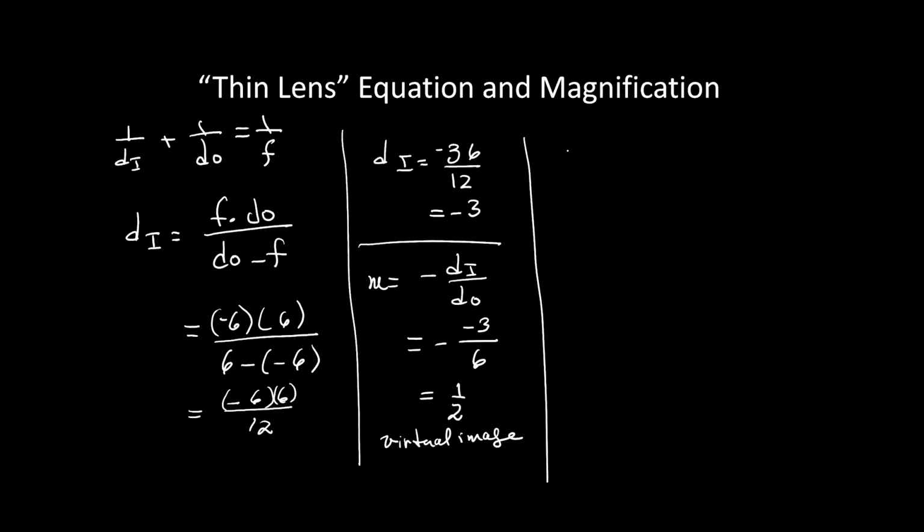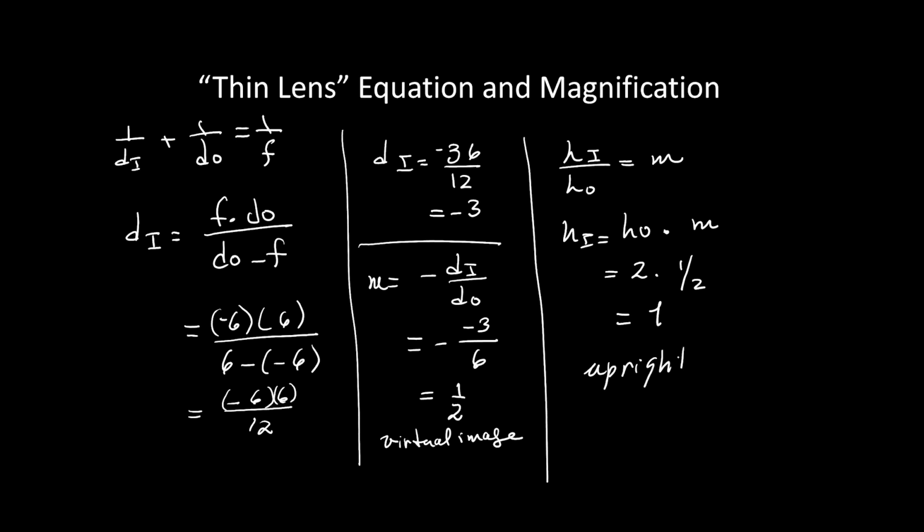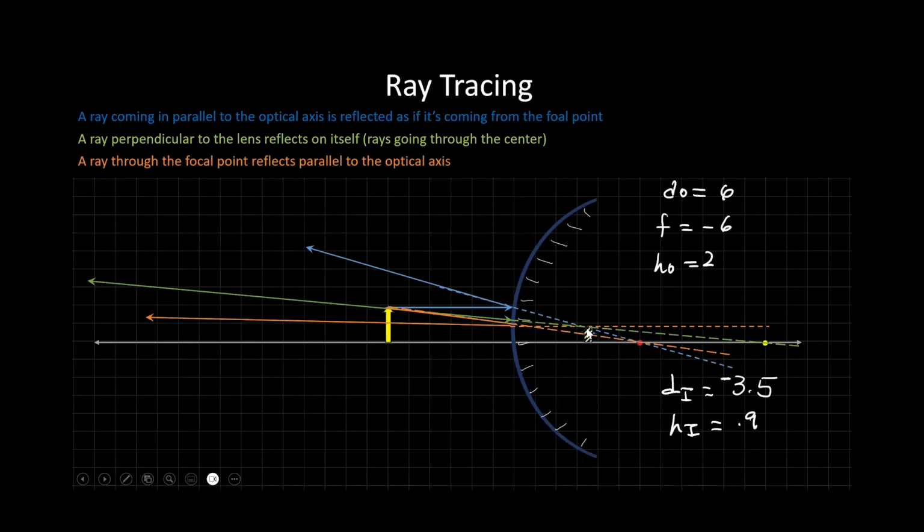So now let's look at H sub I. So H sub I over H sub O is the magnification. Then H sub I is H sub O times the magnification. 2 times 1/2, which is 1. So the height is 1, and it's plus, that means it's upright. And it's almost 1. Maybe if we had moved it up here a little bit. Yeah, so we're in the ballpark.